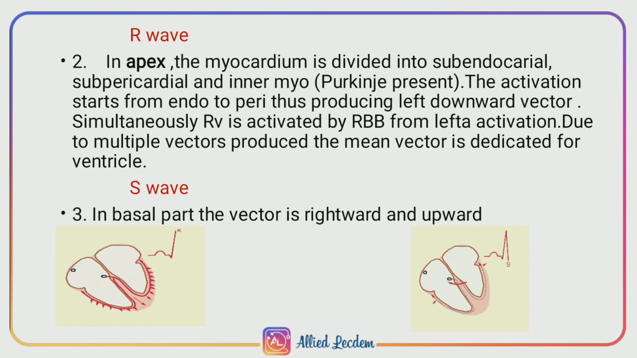S wave. When the impulse travels to the basal part of the ventricle, a vector is produced which is right upward. That is, it moves towards the negative pole and results in negative deflection, which is the S wave.